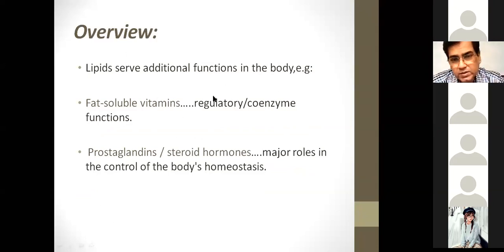Along with that, they serve some additional functions such as fat soluble vitamins. Fat soluble vitamins are also derivatives of the lipids. They are needed for the various metabolic and biochemical functions by the body. And prostaglandins and the steroid hormones. The prostaglandins are the local hormones which are produced by the cells in response to some noxious or innoxious stimulus such as inflammation, right, such as pain. Then steroid hormones, we know that all these steroid hormones are derived from the same common nucleus of sterol as that of the cholesterol. So these are the major functions of lipids in the body.